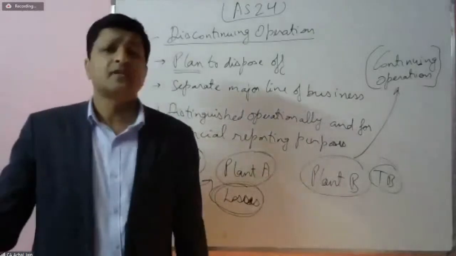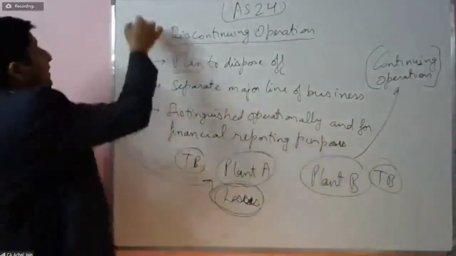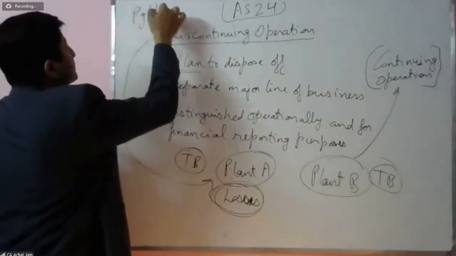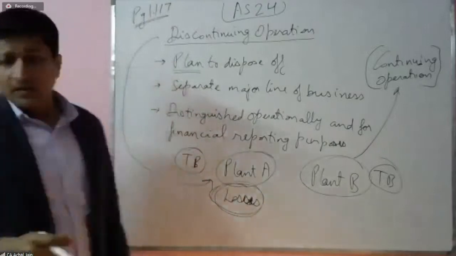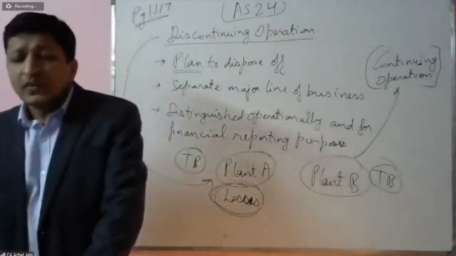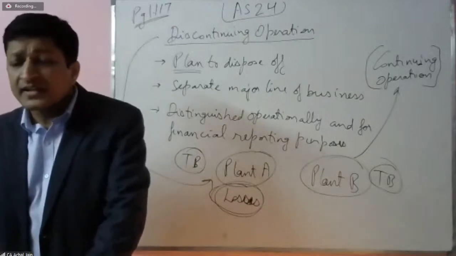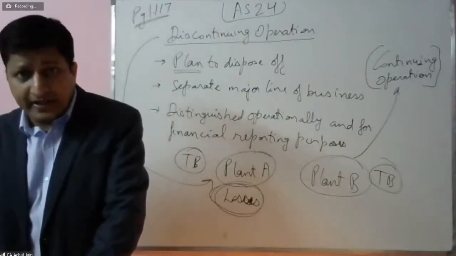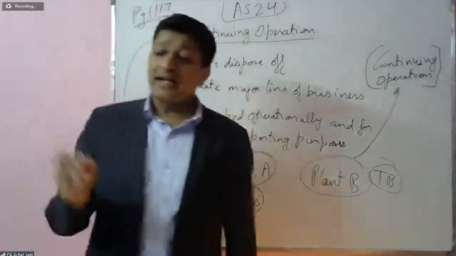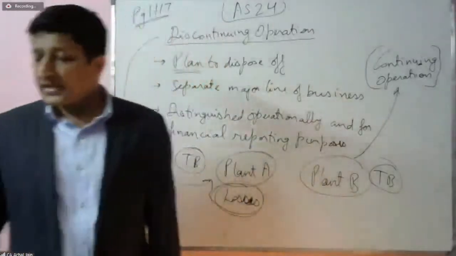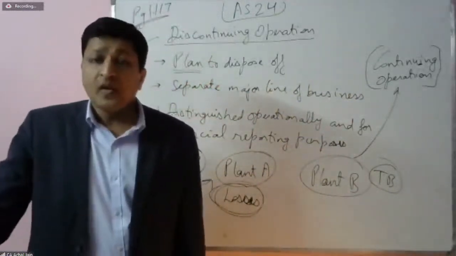There are also some examples which are given. You can refer to page number 1.117. Examples of activities that do not necessarily satisfy criteria A of the definition, meaning the discontinuing operation, but that might do so in combination with other circumstances include. Let's look at those examples.